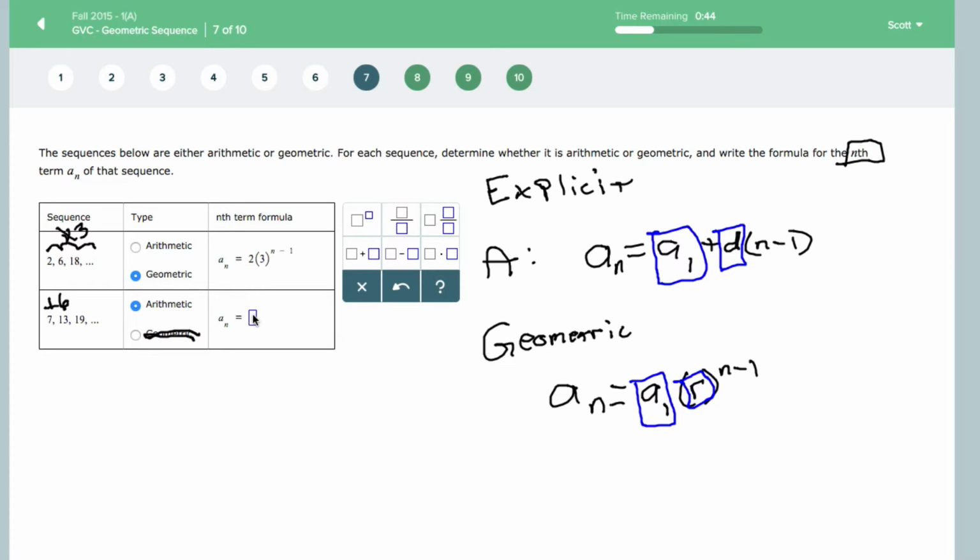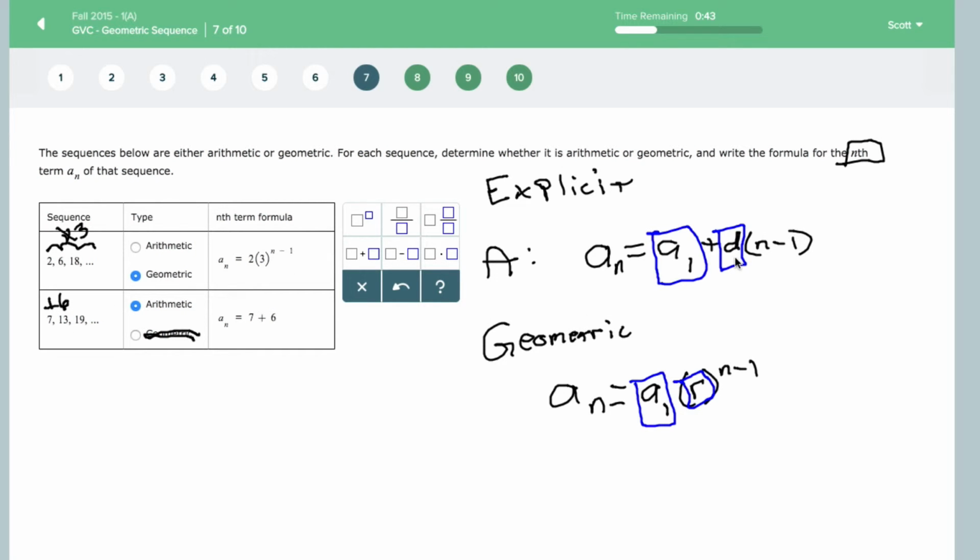Now I've got to put in my explicit formula, the nth term formula. That's the same thing as explicit. So the nth term, I have a sub n equals, that's right there. And then right here is a sub 1. What is my a sub 1? It's my first term, so I have 7. My difference is a plus, because it's going bigger, so plus 6.